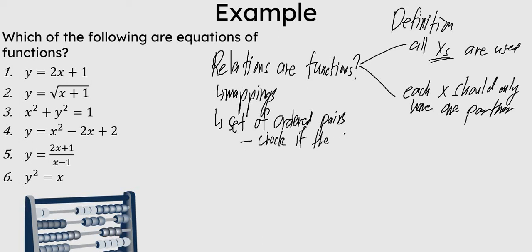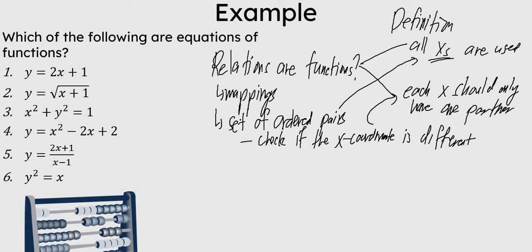That is the main reason why in the set of ordered pairs, what we do is to check if the x coordinate is different. Because if they are different, that means each of them will only have one partner. And in the set of ordered pairs, it is quite automatic that all the x's are used.